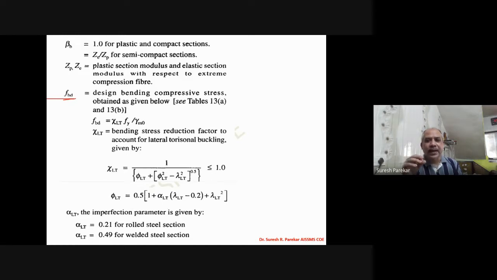Now FBD, you can see we have given these values in table 13A and table 13B. Now if I have to go by formula, how can we calculate it? We have XLT Fy upon gamma m. XLT equals 1 upon phi LT plus phi square LT minus lambda LT square, to the power 0.5. You can see this formula we have in compression member. There we have alpha for classes A, B, C, D. Here we have only 2, that is for rolled section and for welded section. Then the formulas for X and phi are the same as we have seen in compression members.